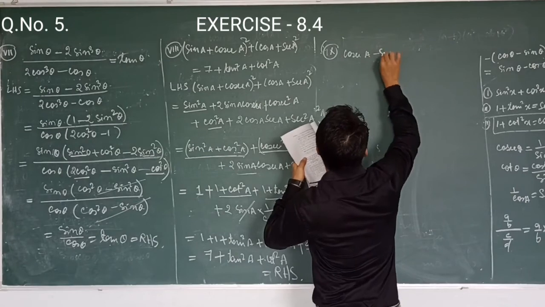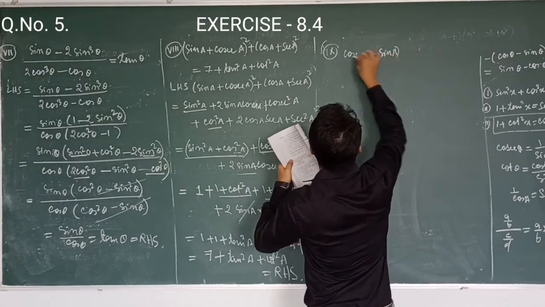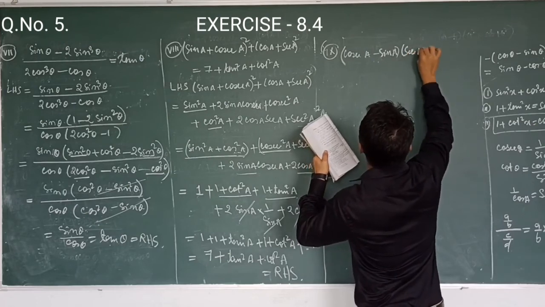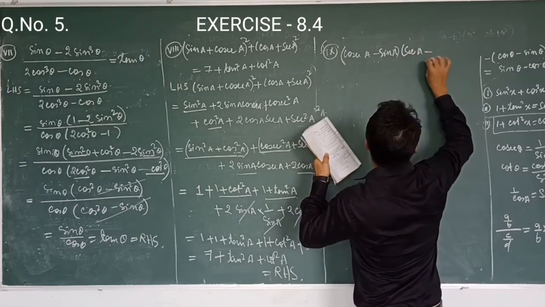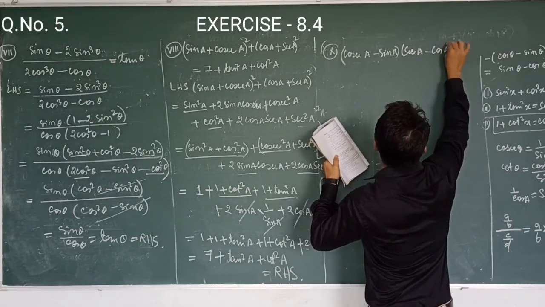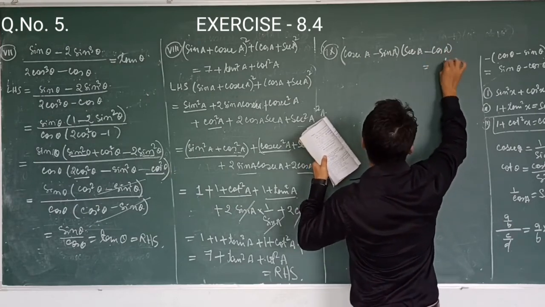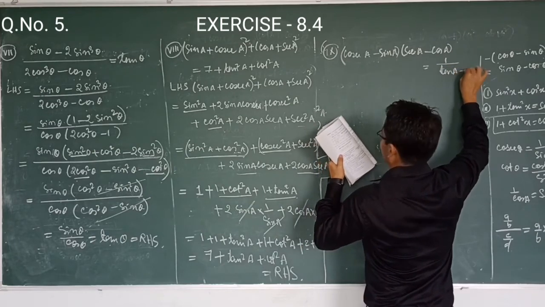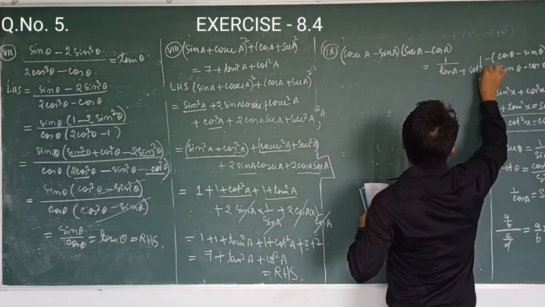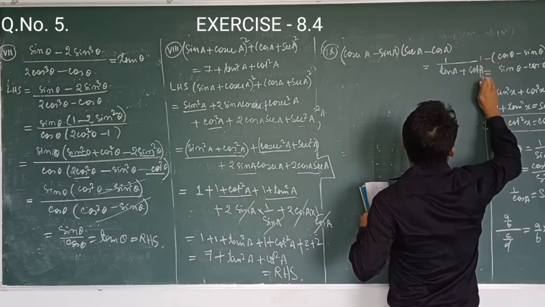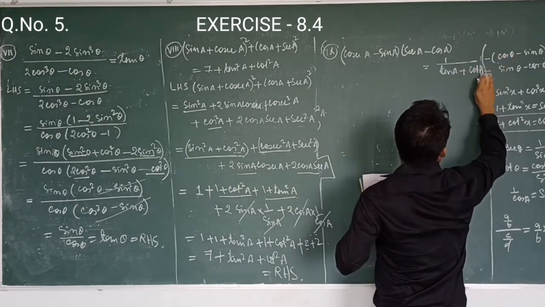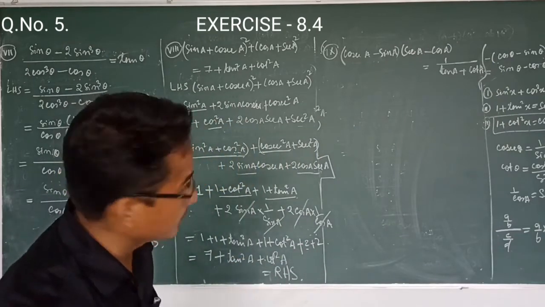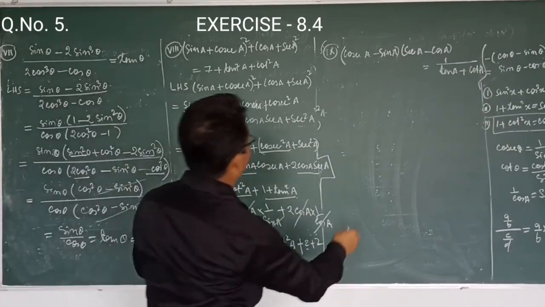Cosec A minus sin A, then sec A minus cos A, which is equal to tan A plus cot A. This we are going to prove. Okay, so again we take the left hand side and we will prove the right hand side.